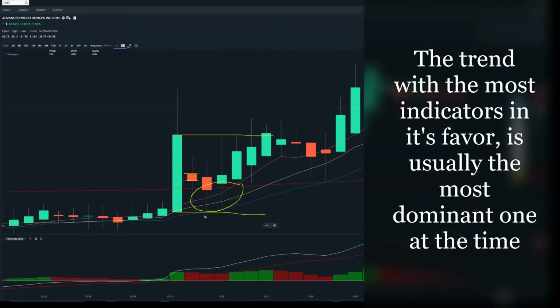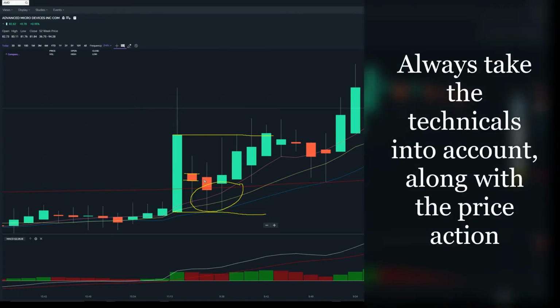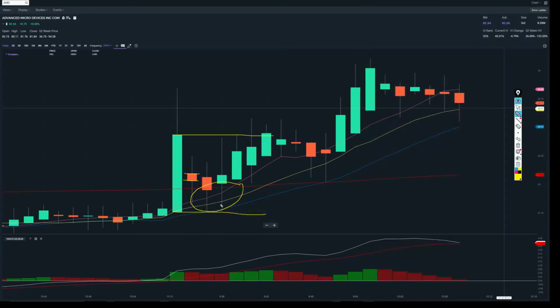You got all of this here counted against you, and it's going to be hard for this bearishness to push down below all of these moving averages. So you can't just trade solely off of range breakouts. You have to take the technicals into account. So taking the technicals into account, we put in our long trade.